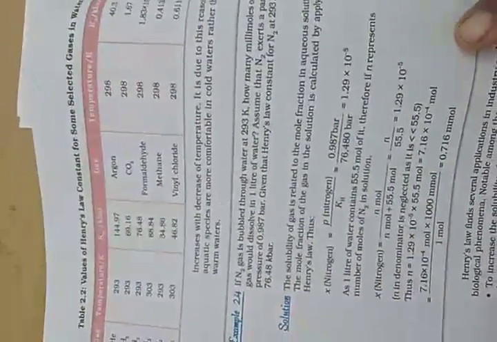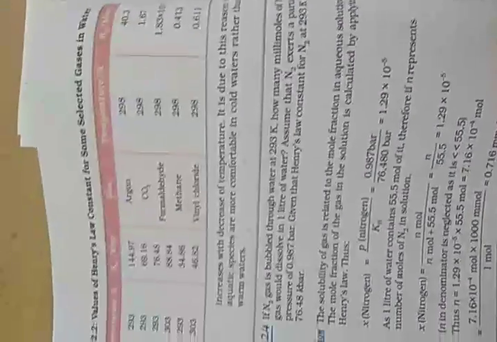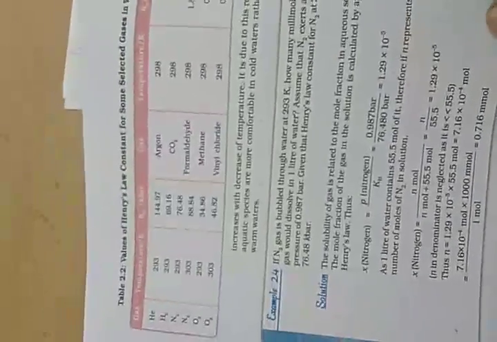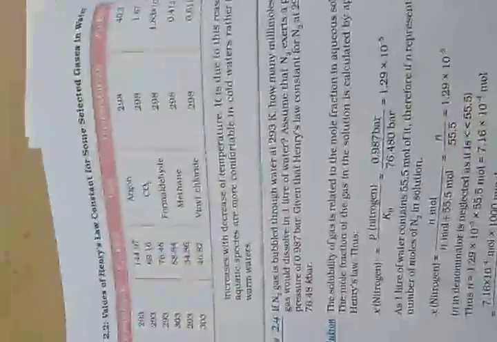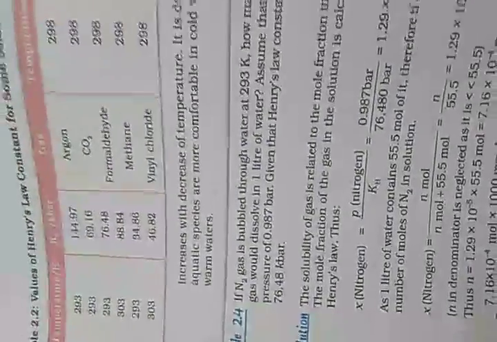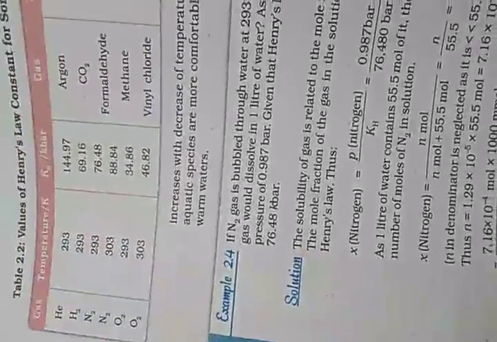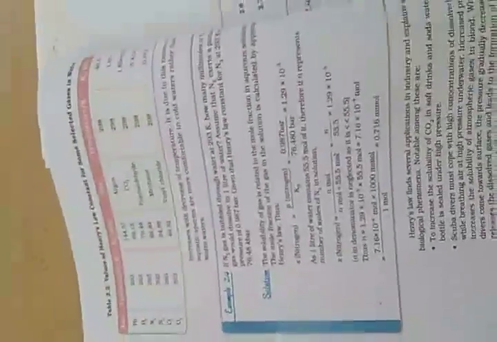Henry's constant in the example will be given. We are solving this example. If N2 gas is bubbled through water at 293 Kelvin, how many millimoles of nitrogen gas would dissolve in 1 liter of water? Assume that N2 exerts a partial pressure of 0.987 bar. Given that Henry's law constant for N2 at 293 Kelvin is 76.48 kilobar.